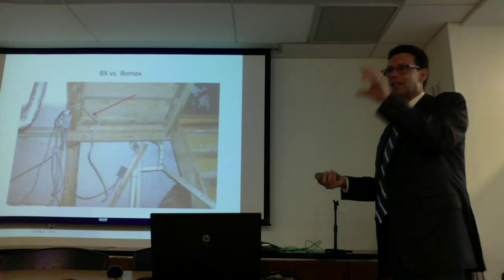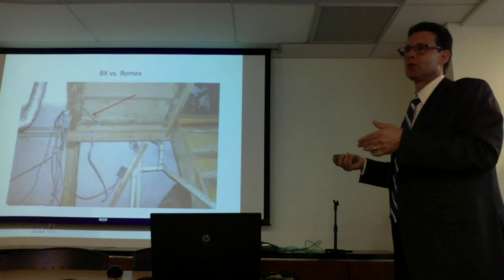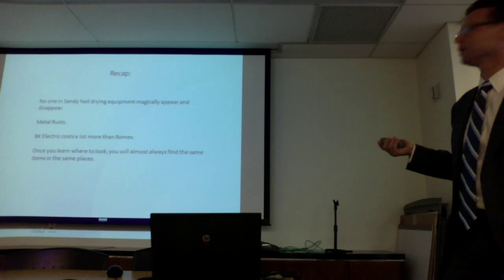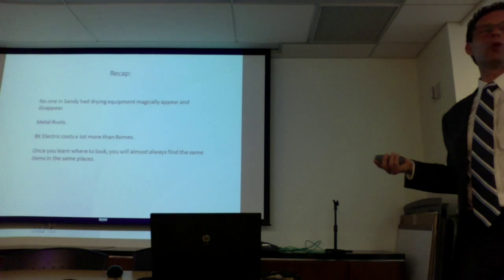You need footprint, replace square foot electric, Romex, or if you see a photo of BX, it's gotta be BX. Romex should be $6, BX should be $11 to $13 a square foot. Recap: no one in Sandy had drying equipment magically appear and disappear. It didn't happen. Metal rusts. BX electric costs a lot more than Romex, and once you learn where to look, you'll almost always find the same items in the same places. Once you start looking at estimates, you'll see those items.